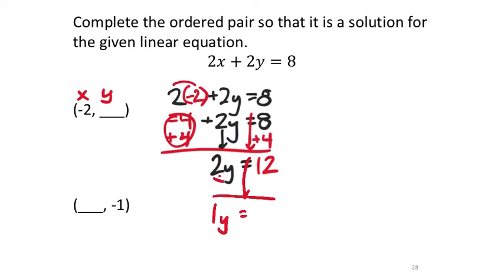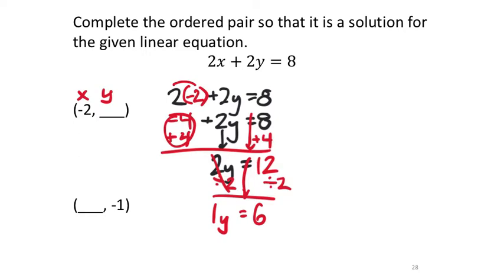I know that you can make any number become a 1 by dividing it by itself. So 2 divided by 2 is 1. And yes, that's kind of a funky one that I just put on there, but it's a slanted one. That's okay. And then we'd have to do it on the other side. So 12 divided by 2 is 6.